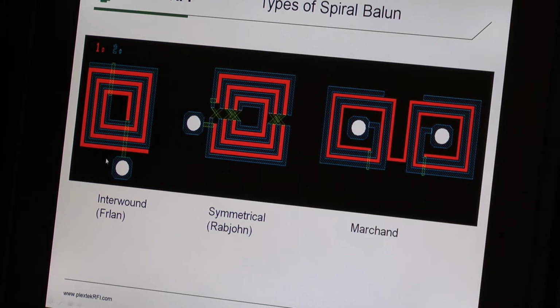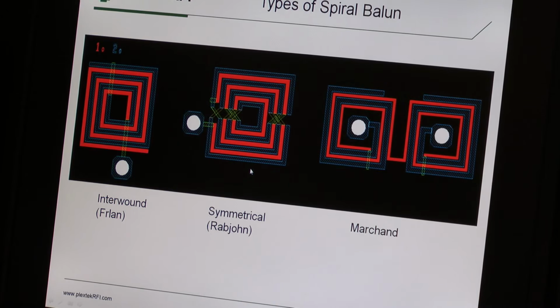So the obvious first one to start with is a simple interwound one. This one's designed by Mr. Furlan. The primary spiral is represented by this red spiral, so in here, out here on this underpass to a via. And the secondary spiral is represented in blue, so here are our two differential outputs. You can see how the two spirals are interwound and offset.